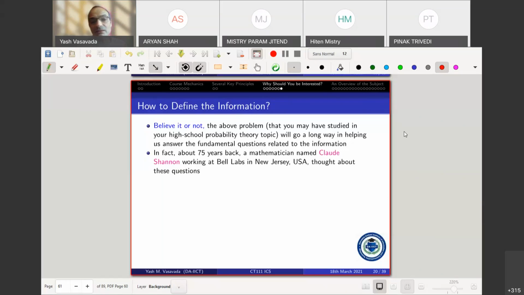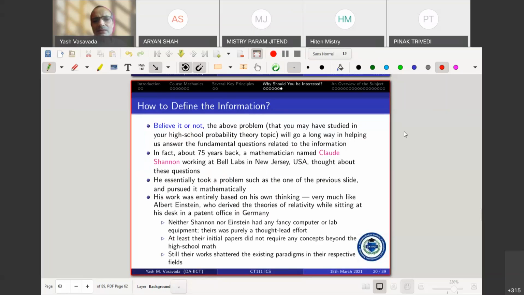And while working on that problem, he realized that he had to answer this question about what is the information. And so that is where he started thinking along those lines. And actually, he took a problem very much similar to this disease C problem that I just asked you. And then he just pursued it. He didn't let it go. He kept thinking about that problem and what all that it told him. And that is what was amazing about his work. His entire theoretical development that he came up with was his own thinking. He didn't leave his chair to come up with that theory.